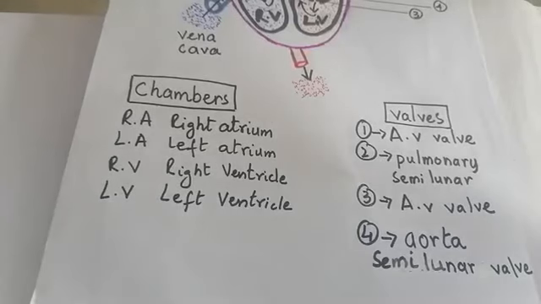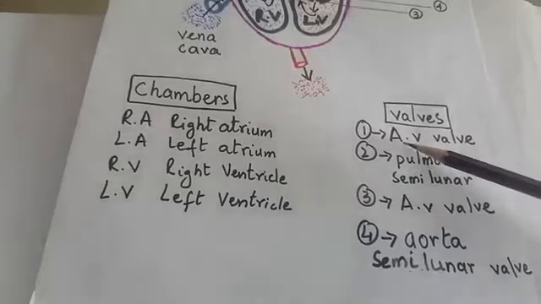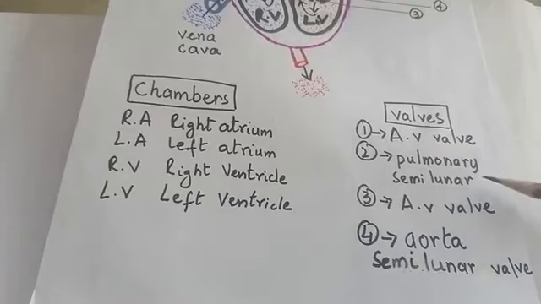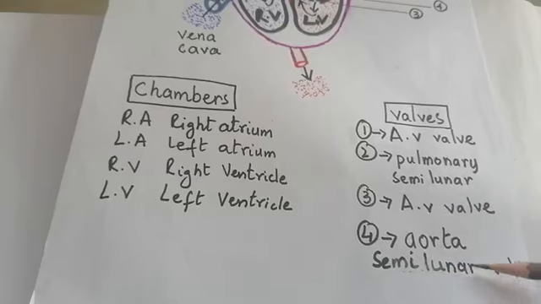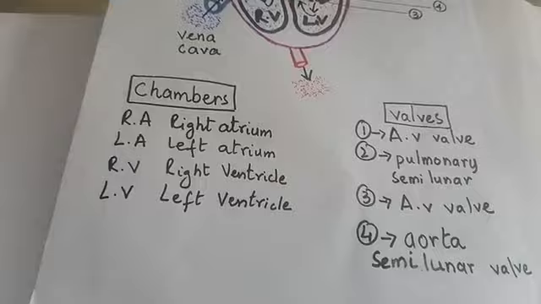These 4 walls are: the first is the AV wall, atrioventricular wall. The second wall is the pulmonary semilunar wall. Semi means half, lunar means moon, half moon shaped. This wall has a half moon shape, that's why it is known as the semilunar wall. The third wall is again an AV wall, atrioventricular wall, and the fourth wall is the aortic semilunar wall. This wall is present between the aorta and the left ventricle.